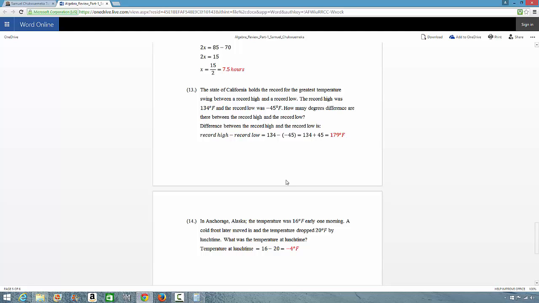When we are talking about the difference between A and B, it is A minus B. The difference between B and A is B minus A. If I ask you the difference between 3 and 5, it is 3 minus 5, which is negative 2. If I say the difference between 5 and 3, it is 5 minus 3, which is 2. So that's the same way here. The difference between record high and record low is the record high minus the record low.